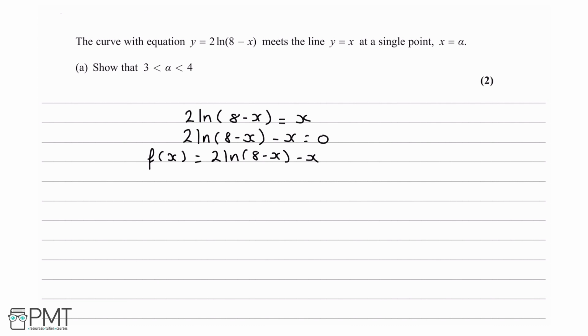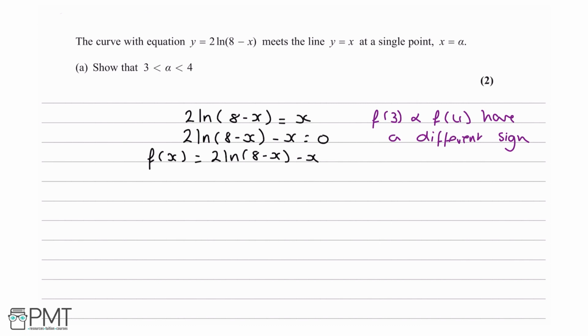So how do we show that a root to an equation is between two values? First, we need to test both of these values and show that there is a sign change. So we need to prove that f(3) and f(4) have a different sign. This is fundamentally what we're trying to argue.